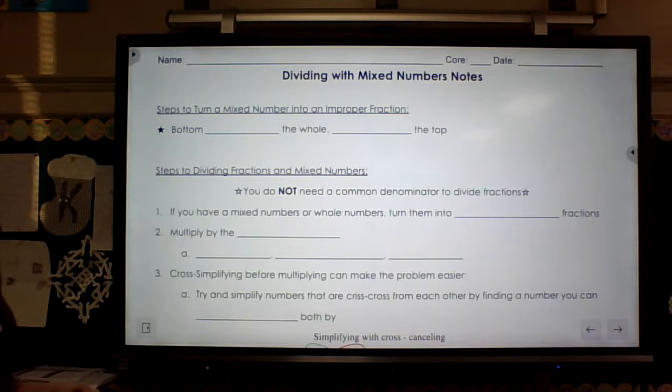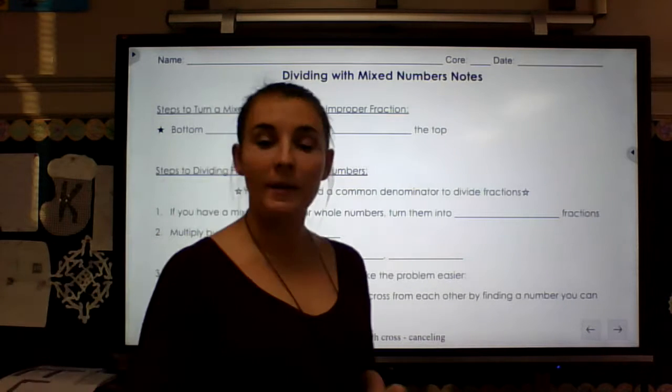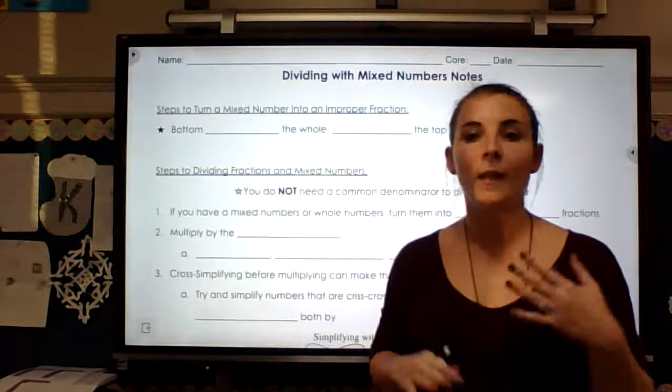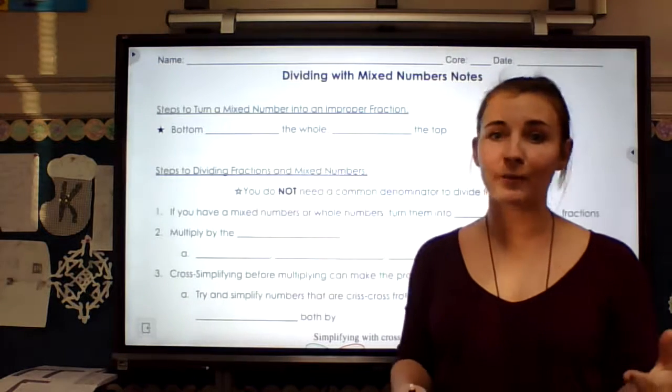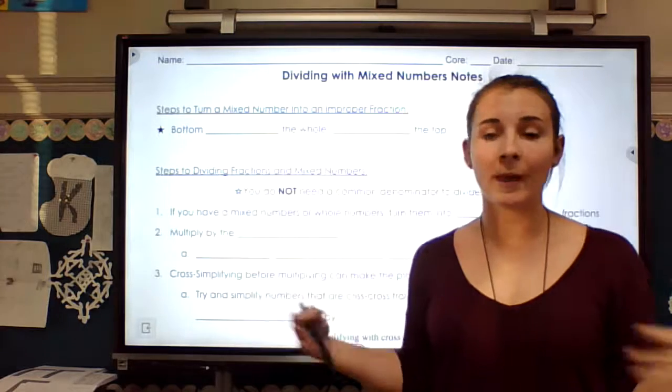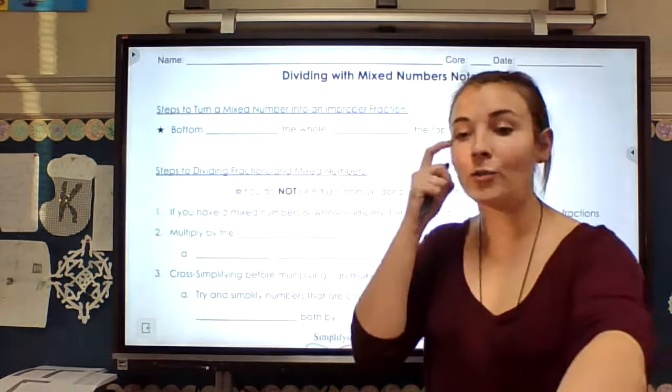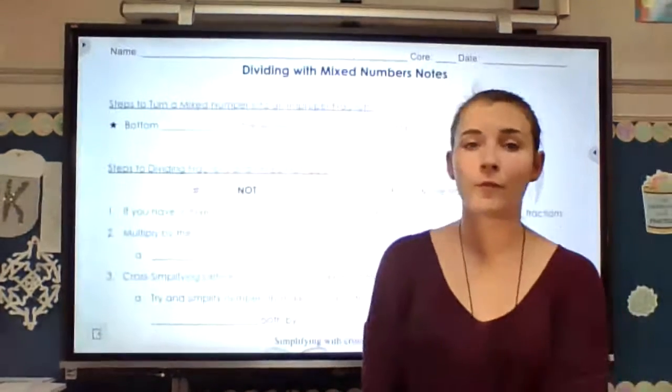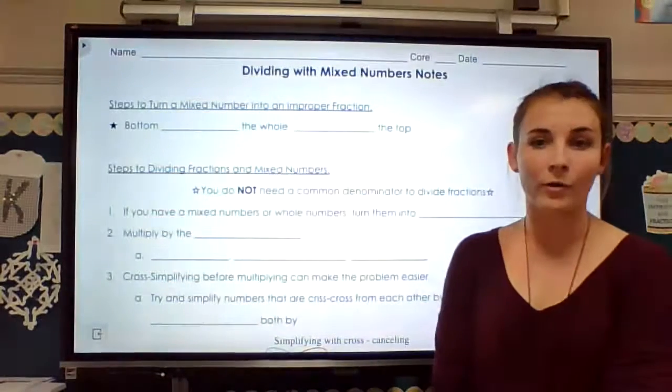All right, guys, today we are going to talk about dividing mixed numbers. We are going to take some notes over it. I know it's not usually what you're used to, taking notes at home, but we're virtual. We got to keep going. So you should have a copy of these notes if you were here on Friday. We passed them out to you guys before you went virtual.